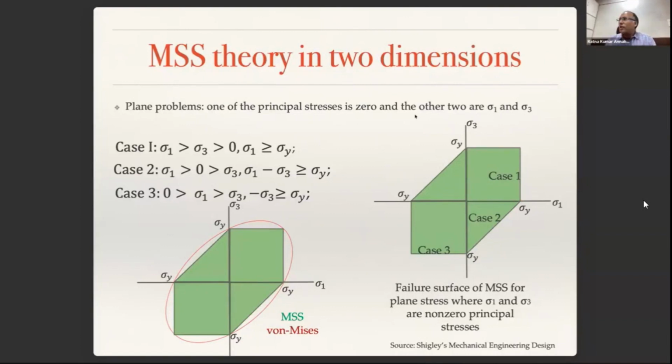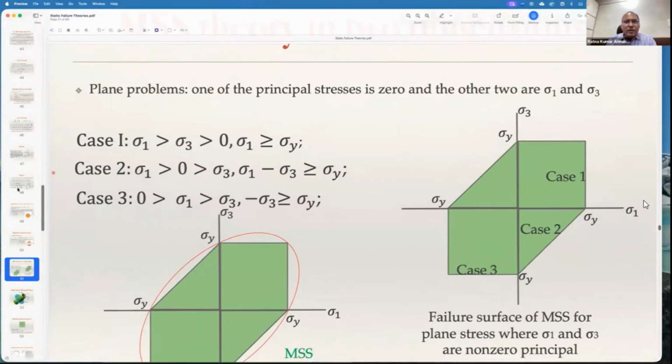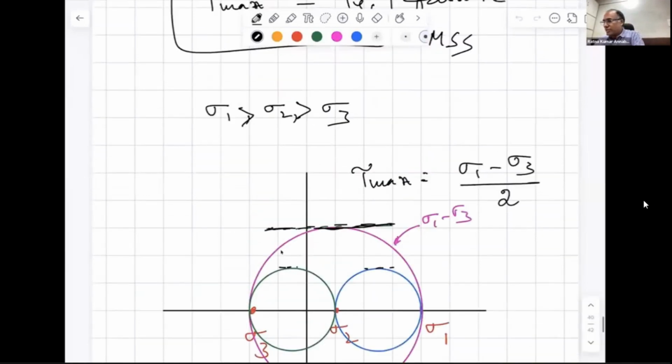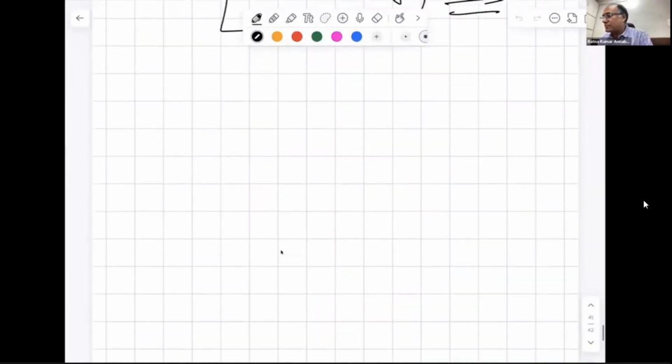So maybe I will describe that in more detail. Let me share my screen. Share advanced. Oh, I think we have done maximum shear stress theory up to here. So we have done it in the last class. So our today's date is 27th October.